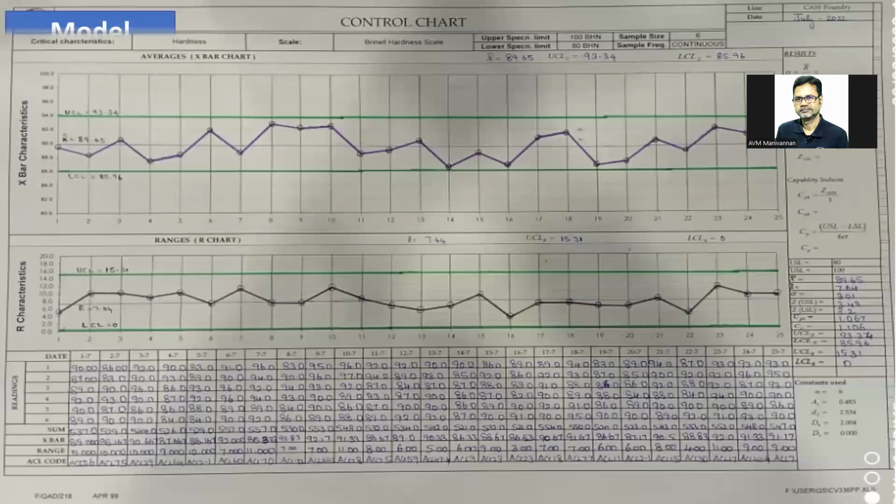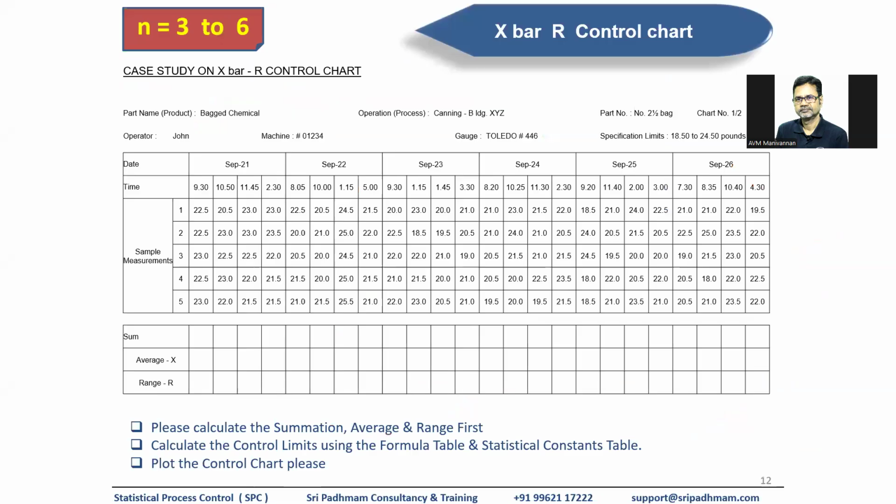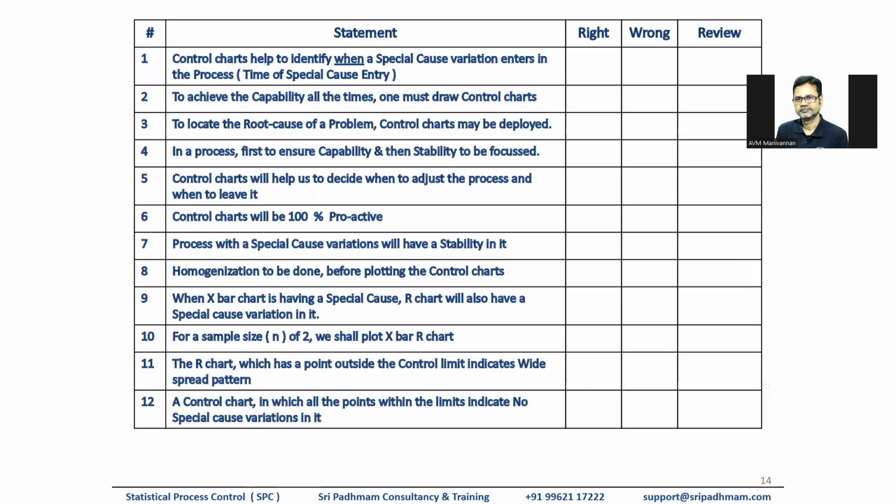Now, an X bar chart, a typical TVS model I am showing you. Your team has done a commendably good job, great job. Rajan, can you answer, sir? I have prepared 12 statements. What is your response for the first one? Input has helped to identify variation in the entire process. Right, sir. Second statement? To achieve the capability all the items, one must draw control chart. Correct, sir.